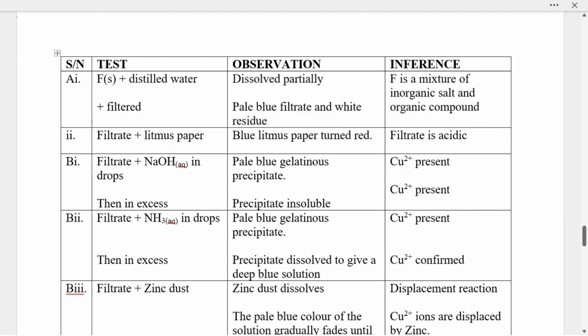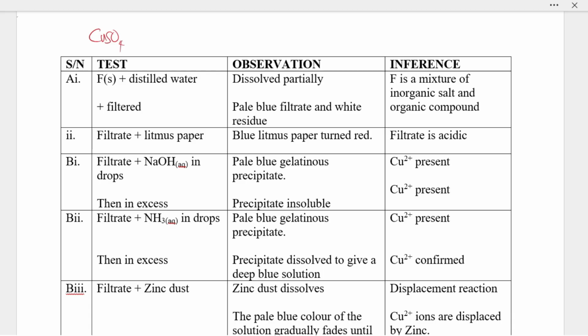Alright guys, let's quickly look at the final revision for Alternative B chemistry practical. It's not for everybody, for schools over 100, right? Alternative B practical.